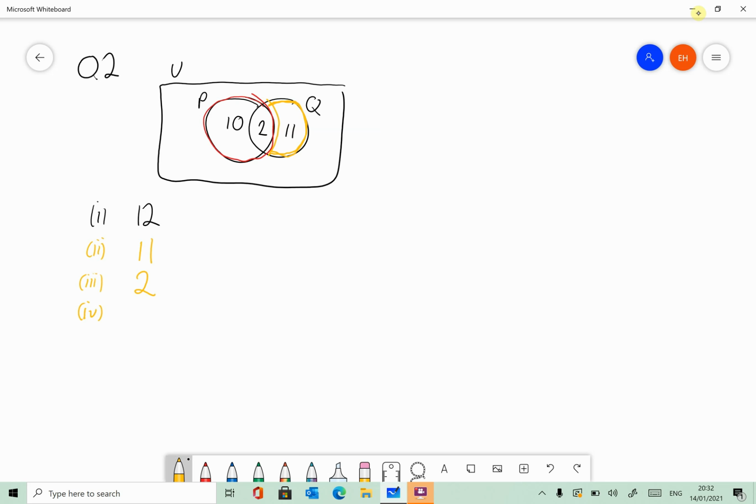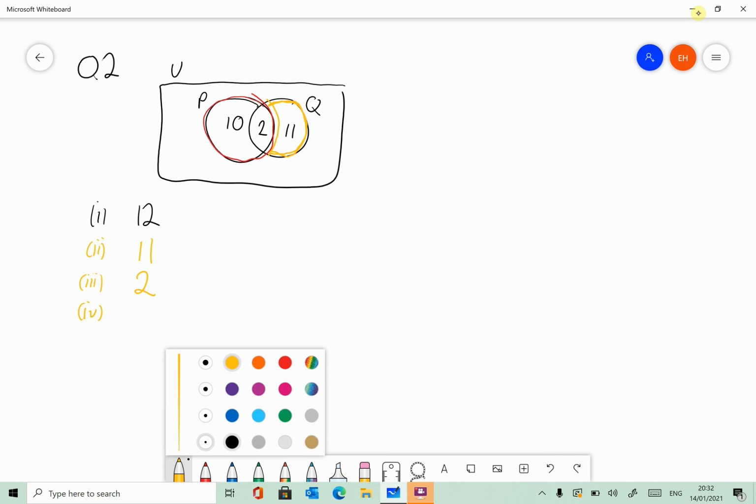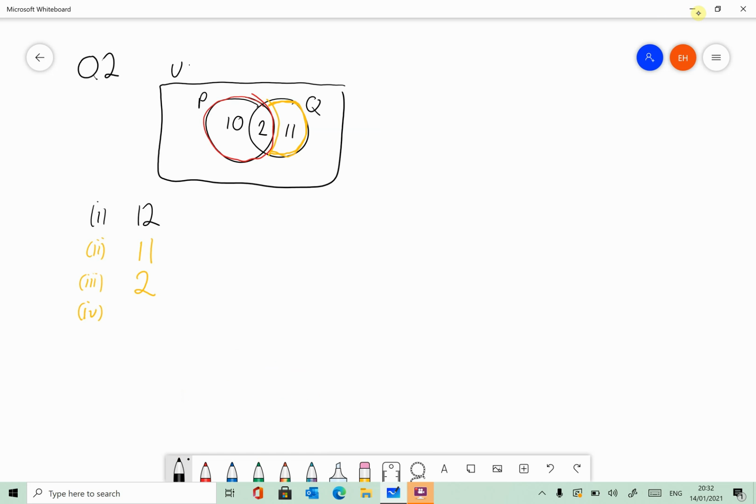Now, we know that in here there are 30 people. It says so in the question. So if there's 10 here, 2 there, and 11 there, that's 23 people in total. That means there's 7 people going to be out here. There's 7 people who are missing. So there's 7 people who didn't watch P or Q. Happy with that? Okay, so that was the homework from last night.